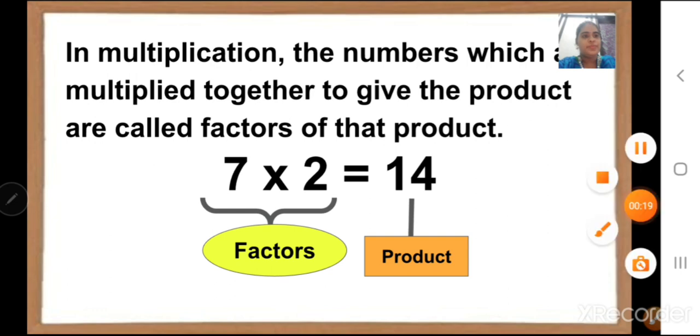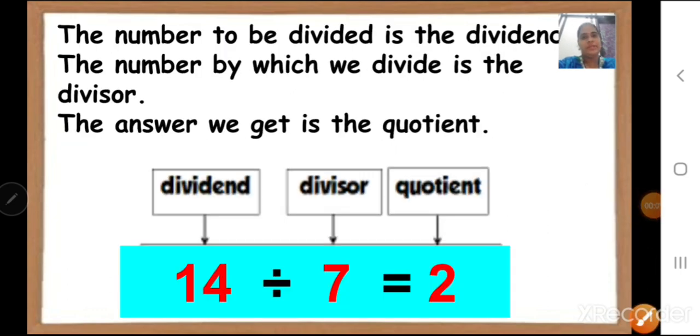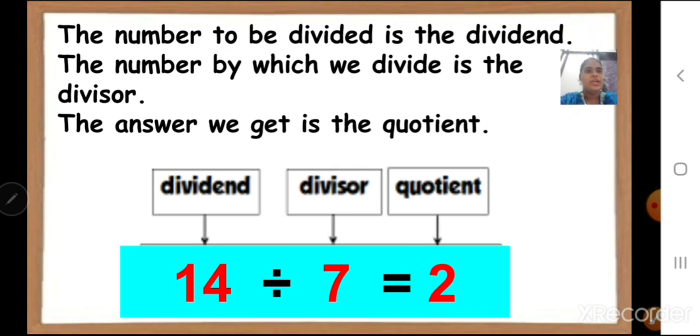Now look at the division example. We have 14 divided by 7 is equal to 2. Okay? Children, the number to be divided is the dividend. So number 14 is the dividend. The number by which we divide is the divisor. Number 7 is our divisor. And the answer we get is the quotient. So number 2 is the quotient. Right, children?